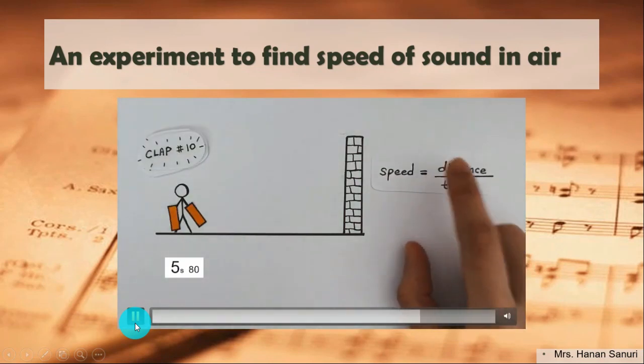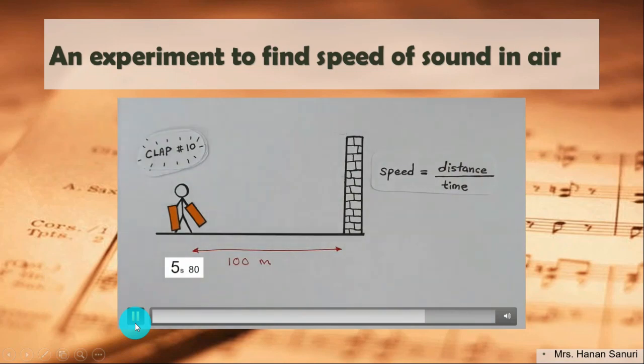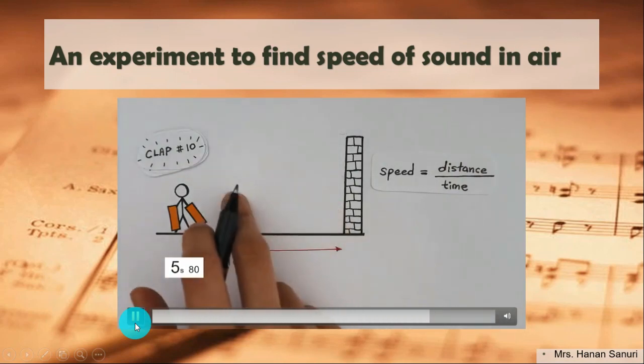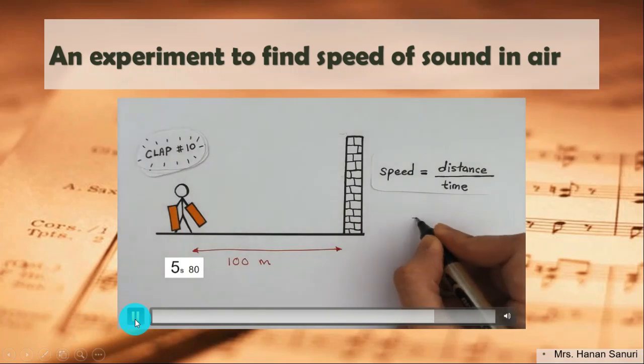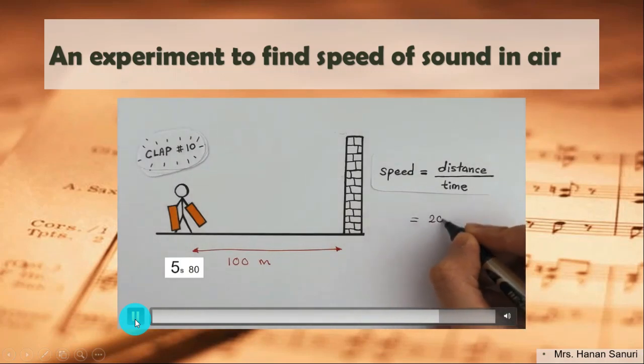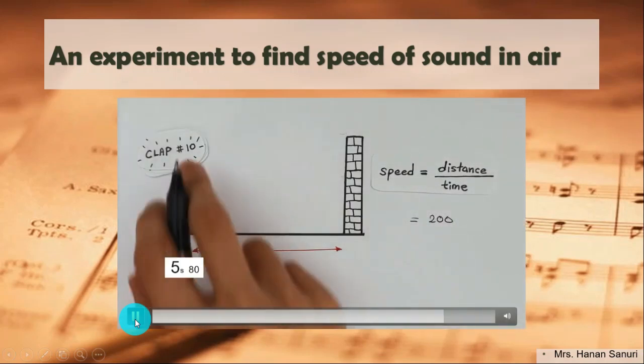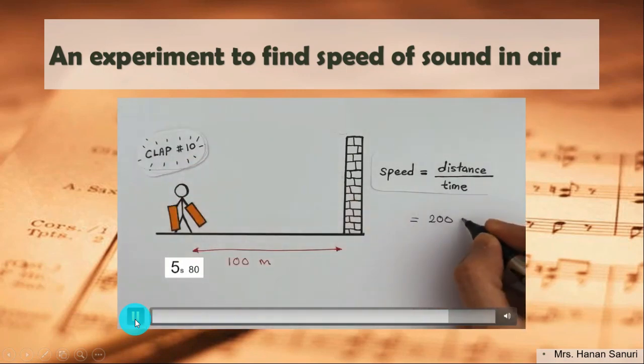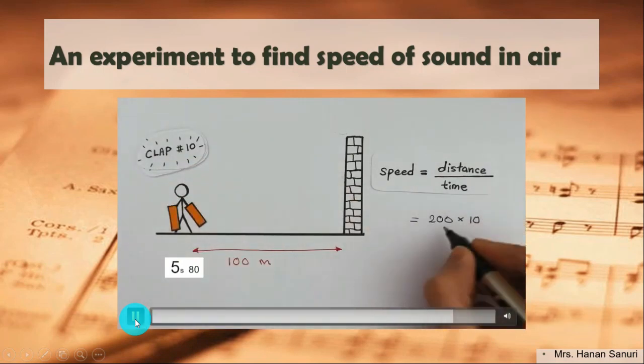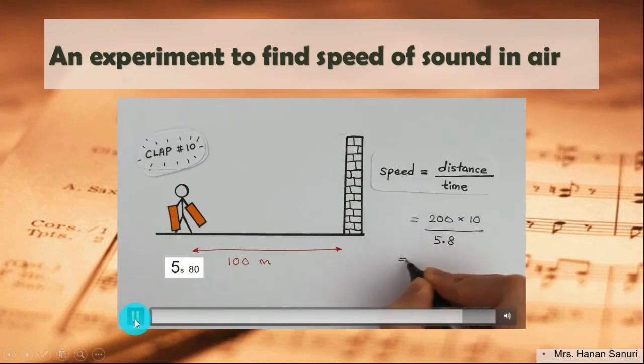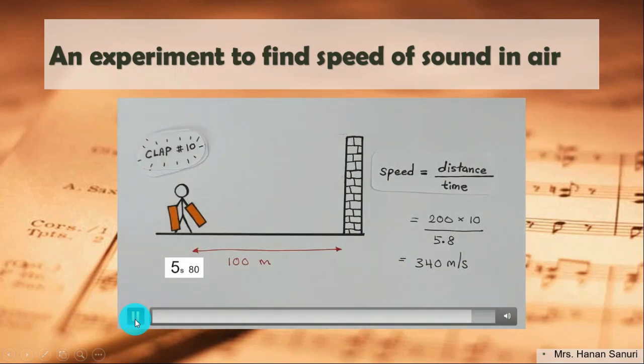Now back to the equation, speed is distance over time. Traveling there and back is a distance of 200 meters. And this time, we've timed a journey of 10 separate sound waves. So we have to multiply by 10. Dividing by 5.8 seconds, we get 340 meters per second for the speed of sound.